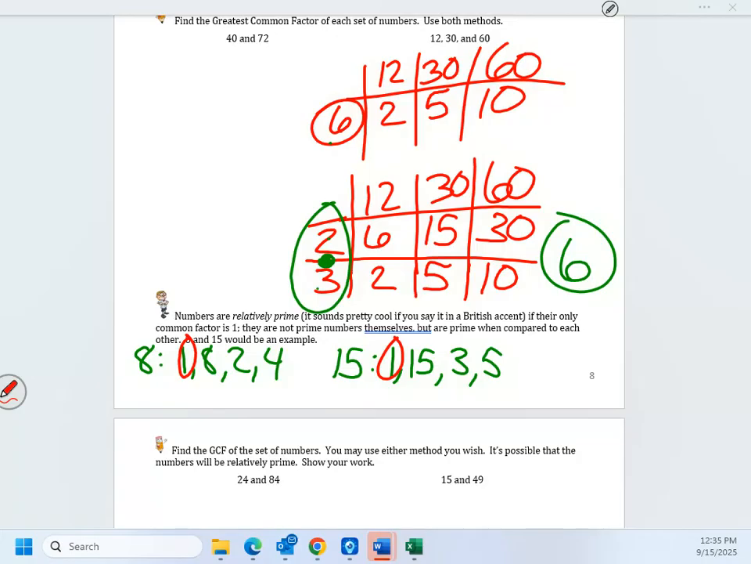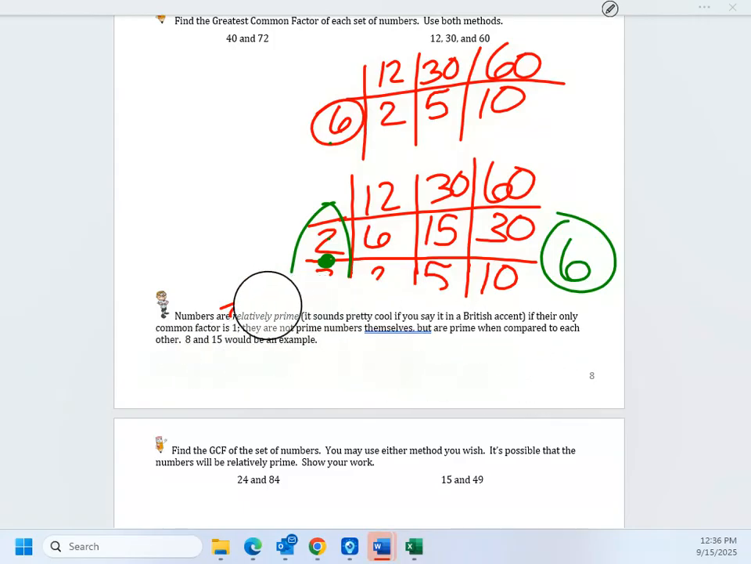So if we're looking for a greatest common factor and it's only a 1, you could just write that they're relatively prime. They are not prime numbers themselves. 15, it's not a prime number. I have other numbers I can multiply together to get to 15. But it's called relatively prime because that's all that they share. Does that make sense? Okay.